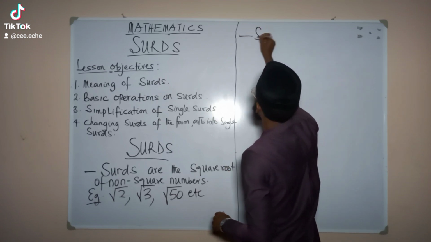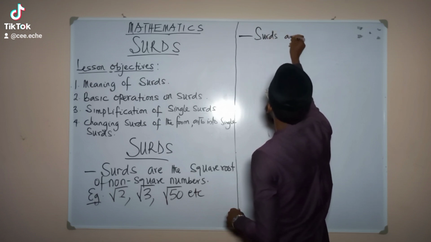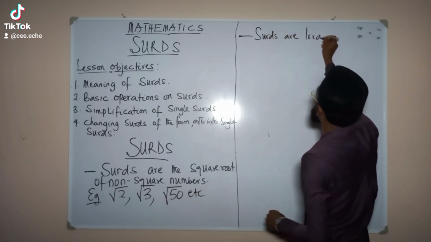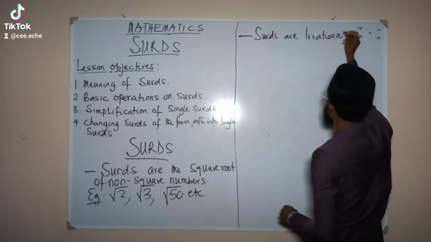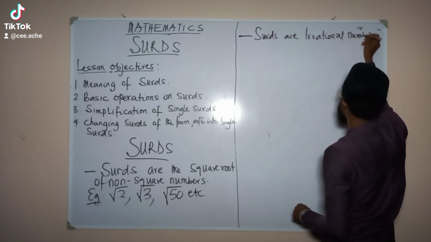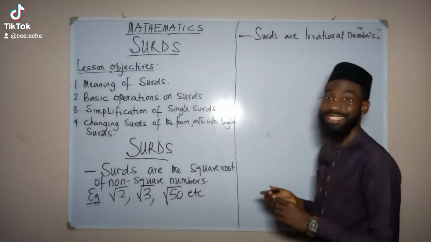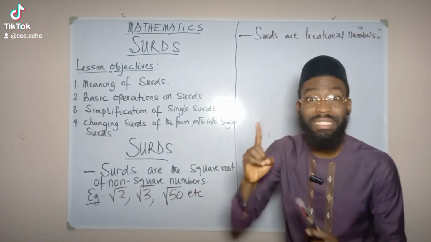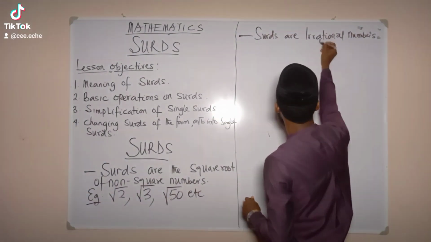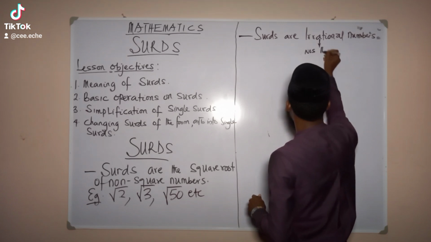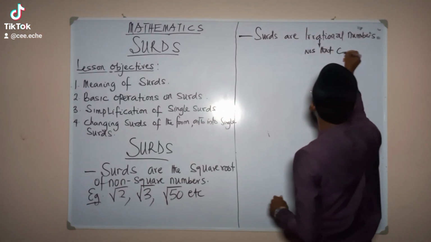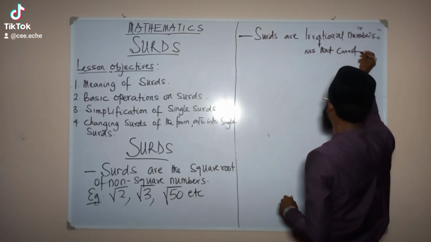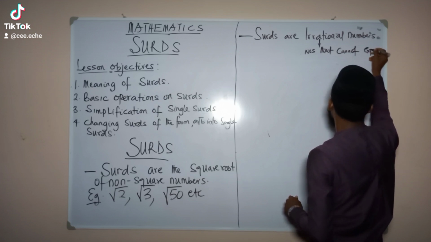Secondly, surds are irrational numbers. Many of us may not understand or know what irrational numbers are. Irrational numbers are numbers that cannot be expressed as a fraction. So surds cannot be expressed as a fraction. That's what we mean.